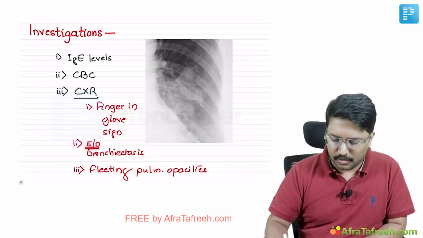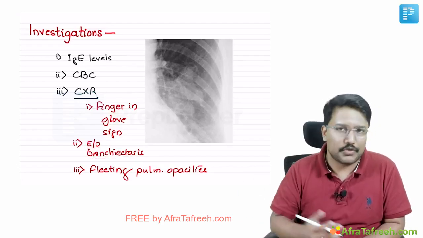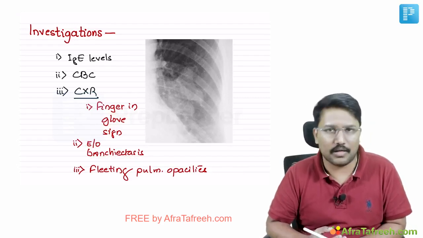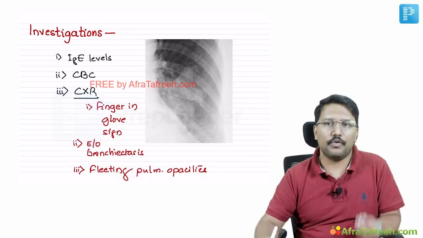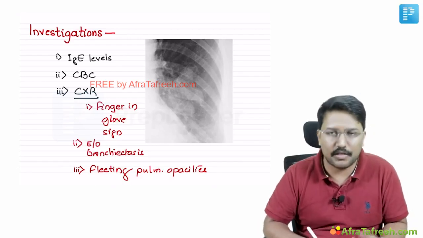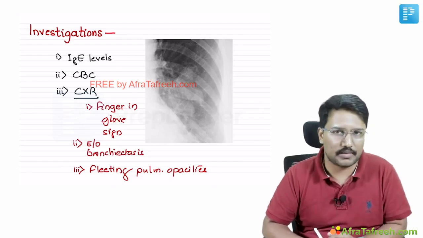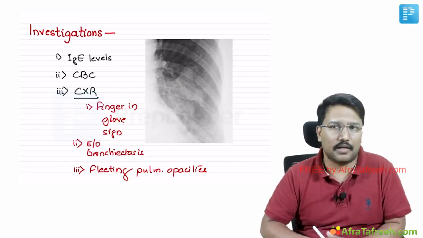Okay, second we will be talking about the evidence of bronchiectasis. I will show you an HRCT image where we will learn a little bit more about it. The other thing is fleeting pulmonary opacities. There are few conditions in the respiratory disorders where we see fleeting pulmonary opacities. A reasonable number of them have eosinophilic inflammation.